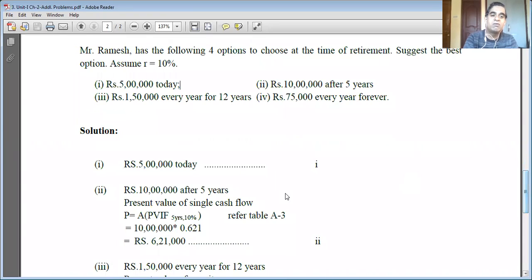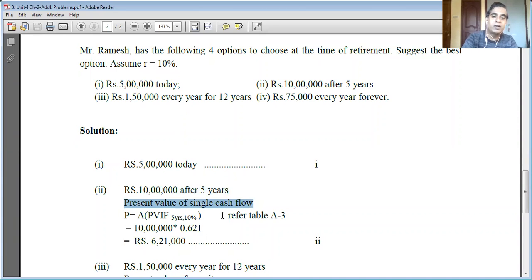So now, 5 lakh rupees to be received today or present. Keep it as it is because we are going to convert the other 3 options to their present value. So as students answered, the second option is 10 lakh rupees after 5 years. It is a case of a single cash flow. So the employer said, I will give you 10 lakh rupees after 5 years. So you need to convert that into its present value. So present value of a single cash flow is the case.